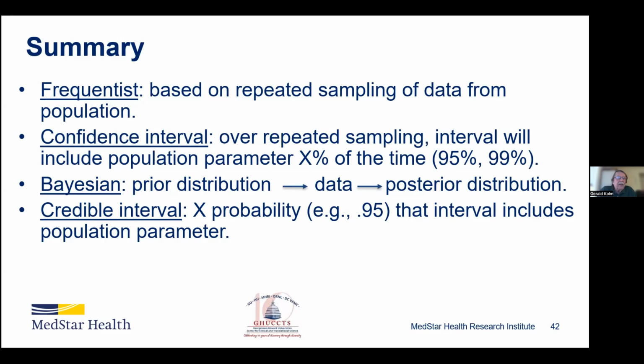The Bayesian analysis begins with making some assumption about the prior distribution of our statistic. We collect the data and then we revise our prior assumption based on the data, and that is what we call our posterior distribution or our posterior probability. And so in Bayesian statistics, the interval called a credible interval is just the probability that the interval includes the population parameter.